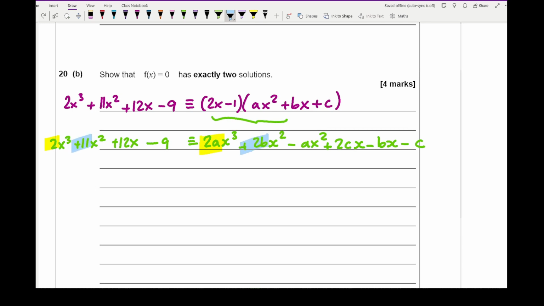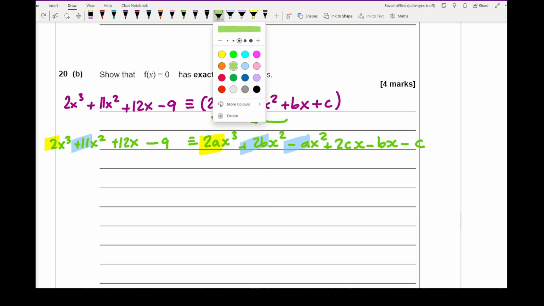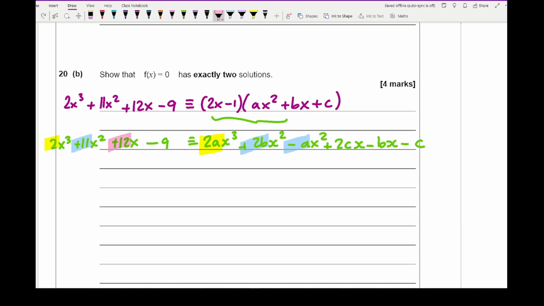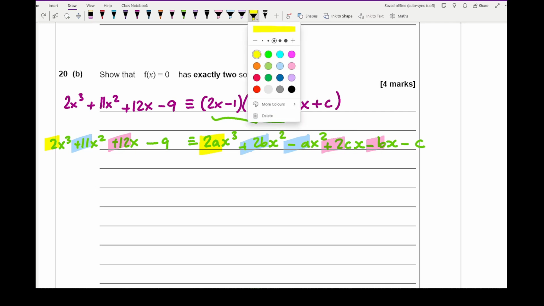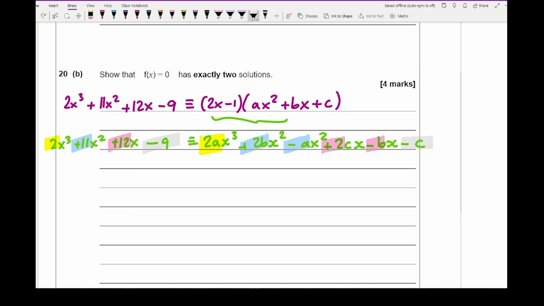I've got plus 2b minus a. Apologies if it's not come out great on the highlighter. Let's go for a different highlighter that we've not used. Let's go for pink. So here I've got plus 12, and everything with an x is that and that. And then on the last one, let me just use a different highlighter. Let's go for grey. We've got minus 9 and we've got minus c.